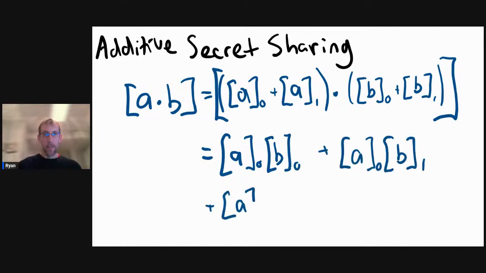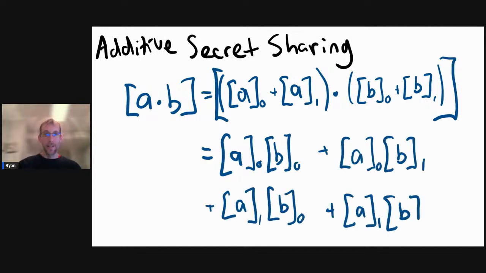Then we just apply some high school level algebra, the FOIL rule. So we look at all of the different terms that you get when you expand this out, A0 times B0, A1 times B0, A0 B1, A1 B1.